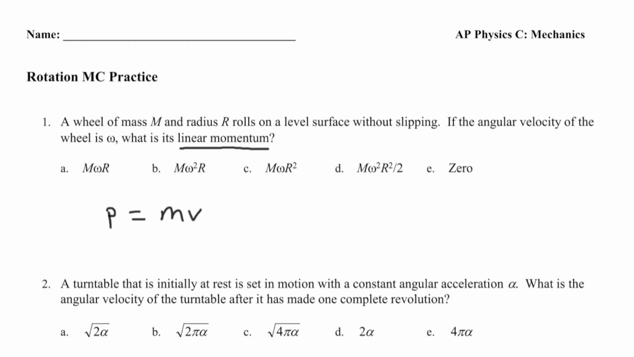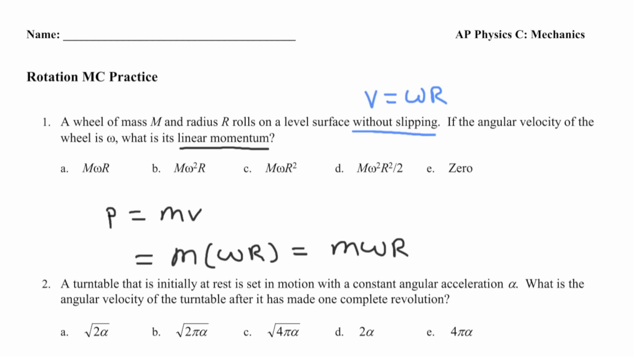And we're given the angular velocity of this. We're given that it's omega, and we also are given the magic words without slipping. So the fact that there's no slipping going on here means that the angular velocity and linear velocity are related by v equals omega r. So we can just replace the v down here with an omega r, and we get m times omega times r, and that is answer choice A.